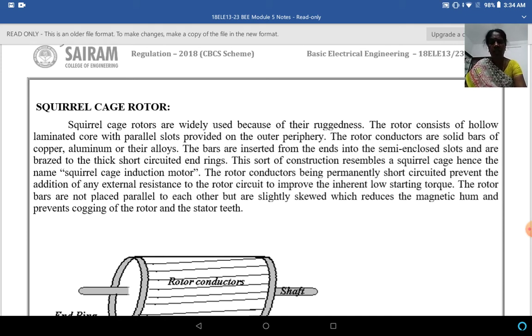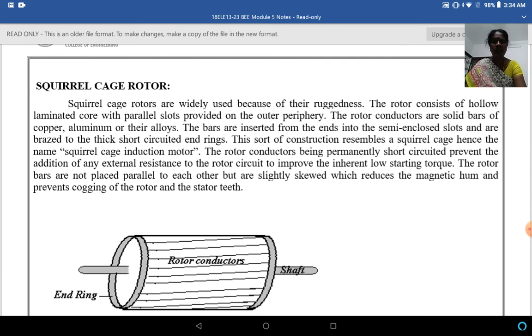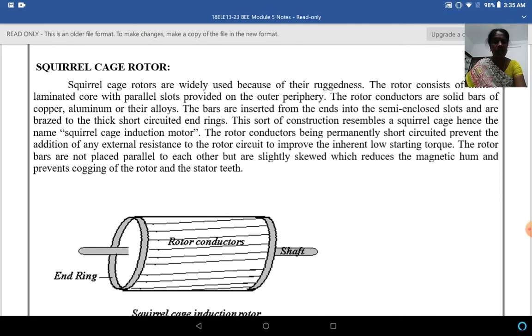The rotor consists of a hollow insulated core, as shown in the diagram, with parallel slots provided on the outer periphery. The rotor conductors are solid bars of copper, aluminum, or their alloys. The bars are inserted from the ends into the closed slots and are brazed to thick short circuited end rings. You can see the end rings shown in the diagram. This sort of construction resembles a squirrel cage, hence the name squirrel cage induction motor.